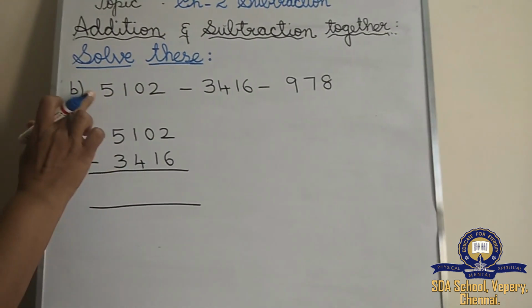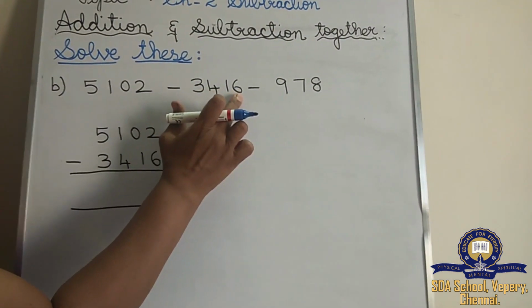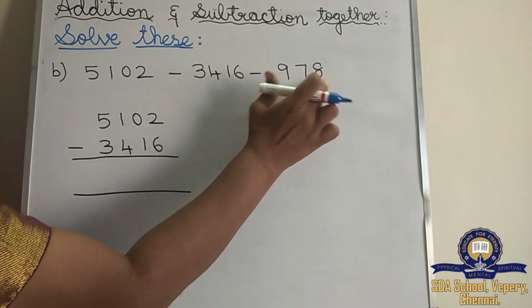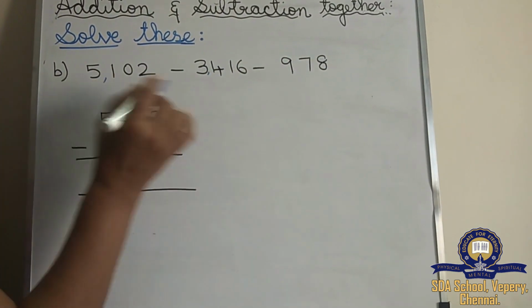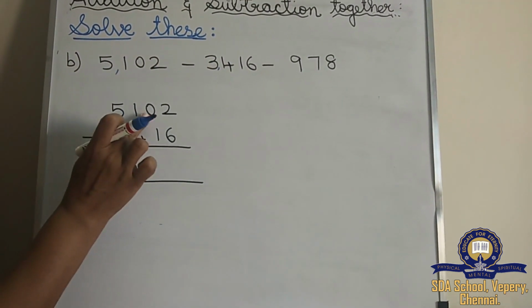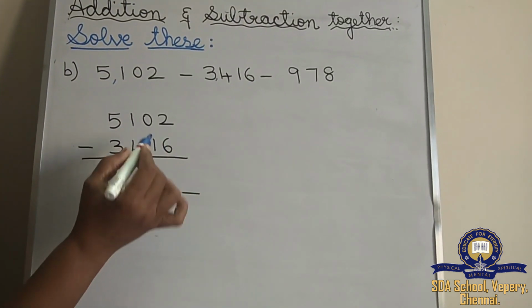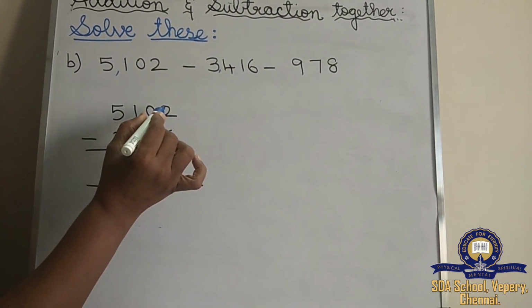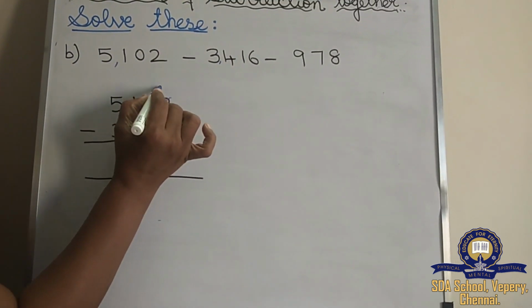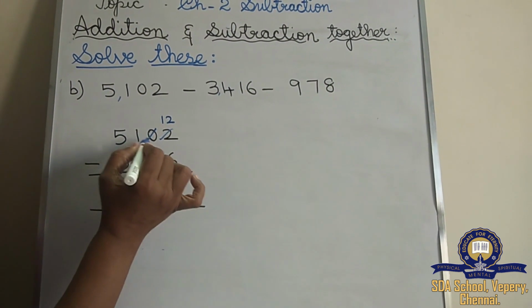Okay, children, next sum. 5102 minus 3416 minus 978. So first what you have to write? We have to subtract these two. 5102 minus 3416. So what will come? After 6, can you count up to 2? No. What you have to do? You have to borrow from 0. See, can you borrow from 0?